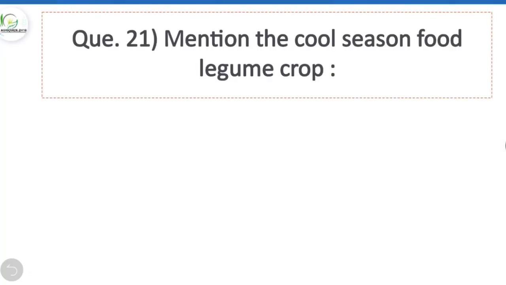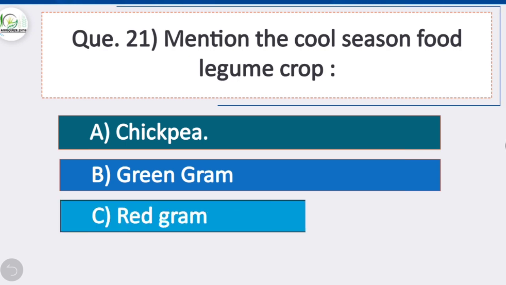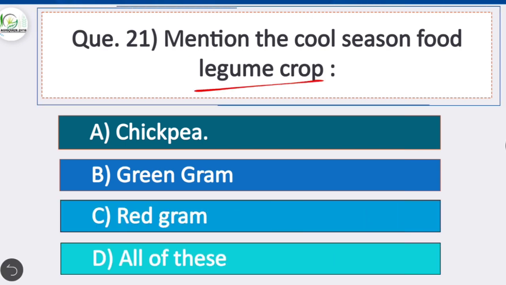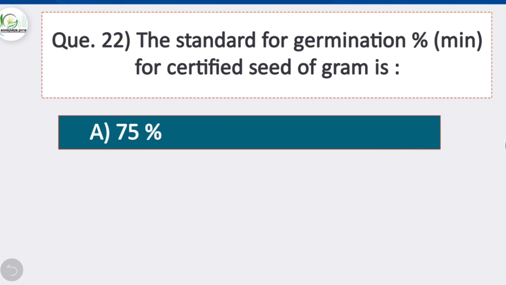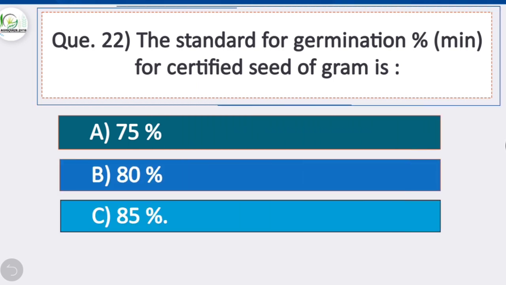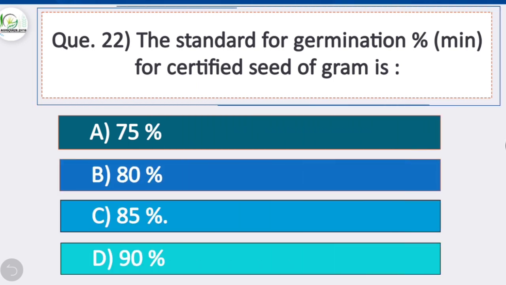Next question, question number 21. Mention the cool season food legume crop. Option A is correct, chickpea. Chickpea is the cool season food legume crop. Rabi season crops are grown in winter season, also known as cool season food legumes. Example, chickpea, peas, lentil, etc. Chickpea is a major Rabi pulse in India, with more than 40% of the total pulses area and production.